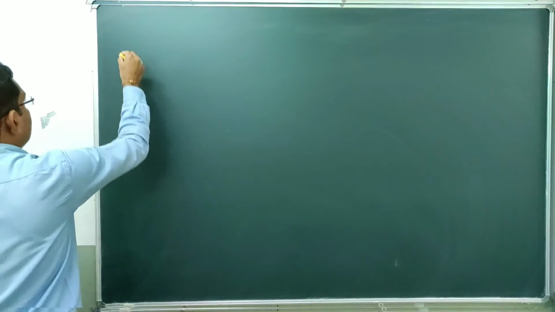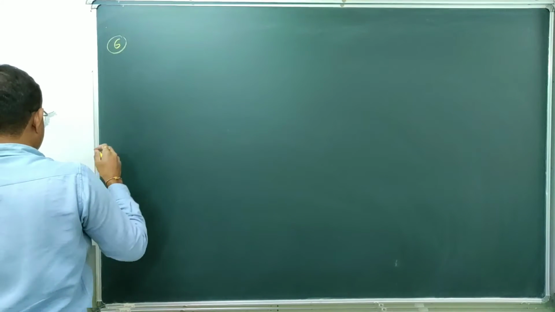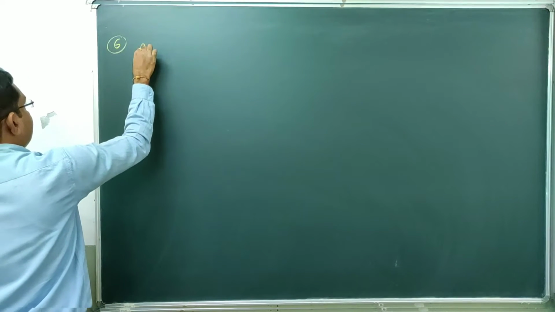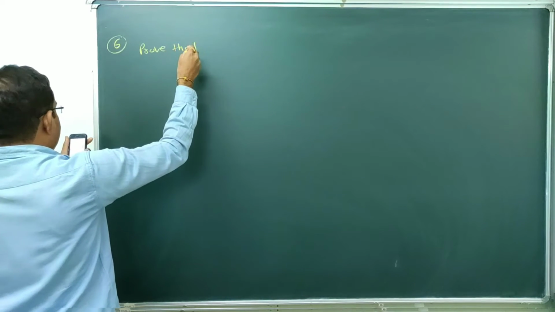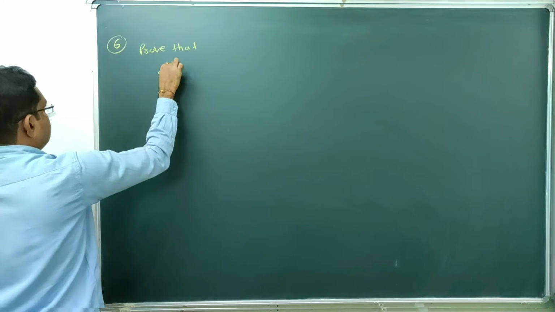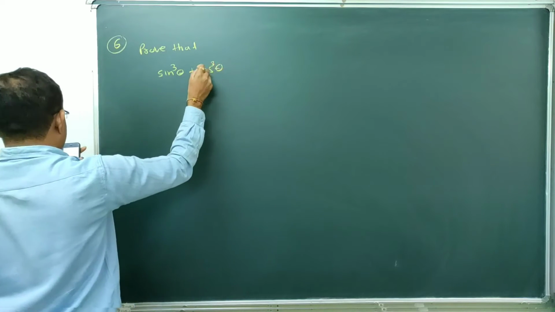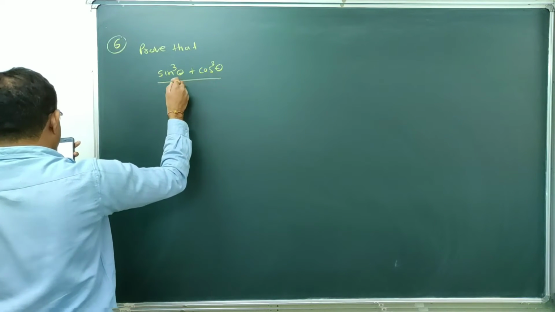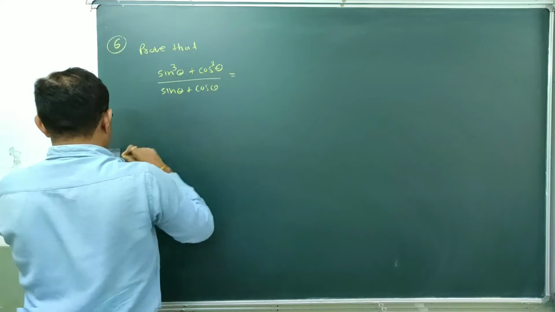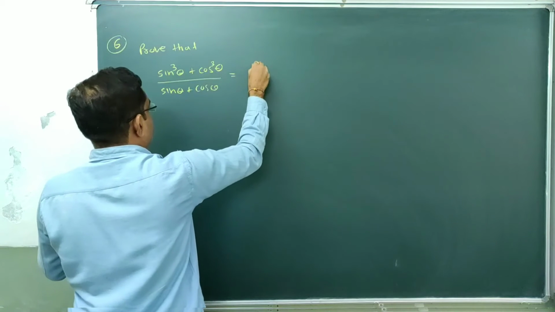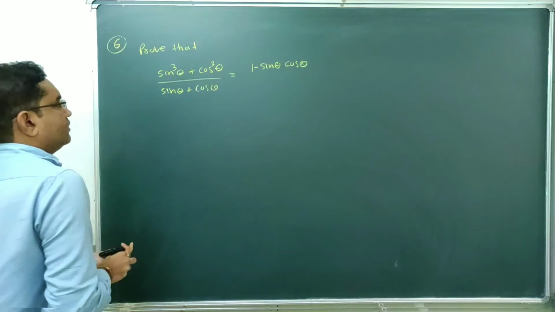Okay, students, now question number 6. Question number 6 can be asked for the 2 marks. So here prove the identity. Prove that sin cube theta plus cos cube theta upon sin theta plus cos theta is equal to 1 minus sin theta cos theta. Done.